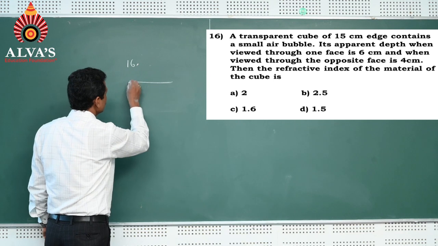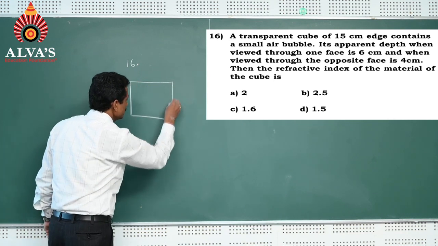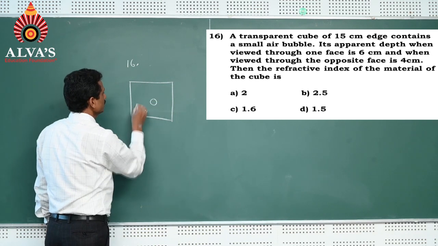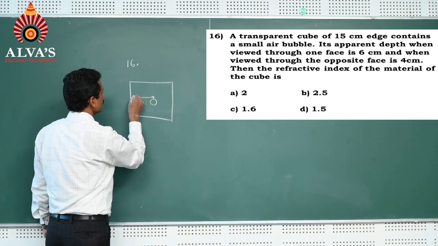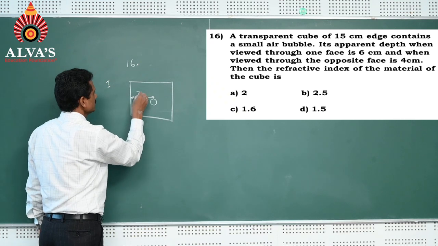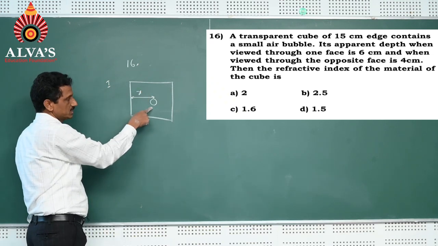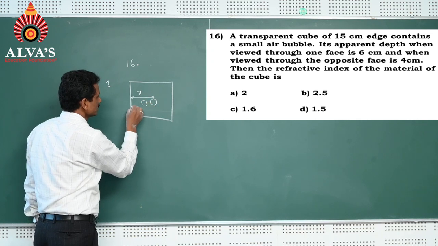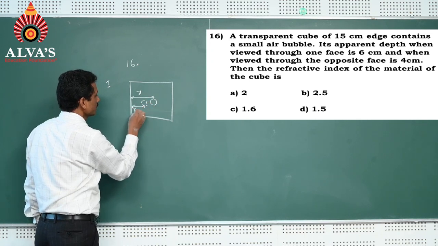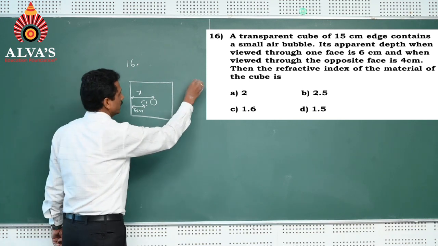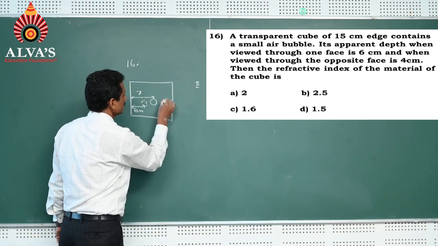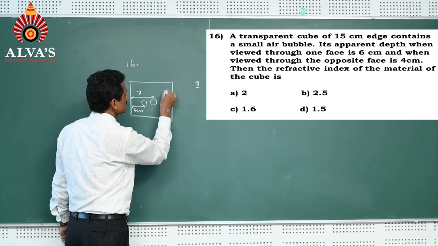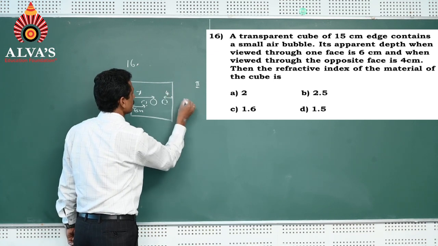I will draw the two-dimensional diagram of the cube like this. So let us take the air bubble is here. The real position of the air bubble from the first face is x. When this is viewed from this face, it appears to come from this. This distance is the apparent depth. It is given 6 centimeter. When viewed from the second face, the air bubble appears to come from this position. This distance is given 4 centimeter.